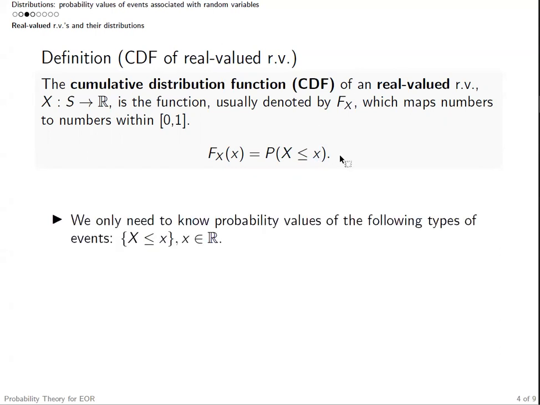So essentially, it means in order to know the distribution of a real-valued random variable, we only need to know probability values of the following types of events: random variable X smaller or equal to a small x from the real line. That is to say, we only need to know the CDF function to know the distribution of a real-valued random variable. This CDF function has some special properties. You can pause the video here first and think what kind of properties this F_X function has.